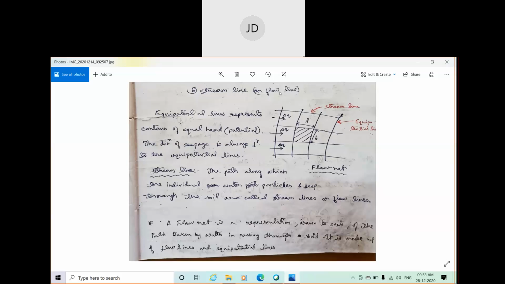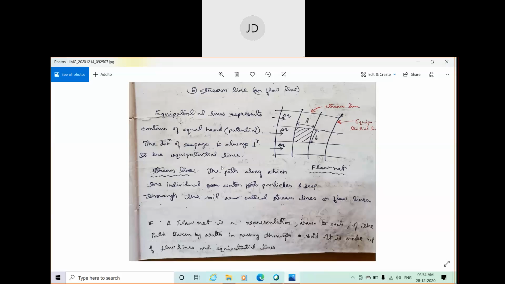Now, it's an imaginary line. First of all, I just want to clarify that it is an imaginary line, only used to study the seepage of water. This flow net is a combination of two mutually perpendicular lines. One set is known as streamlines or flow lines, and the other perpendicular lines are known as potential lines or equipotential lines.